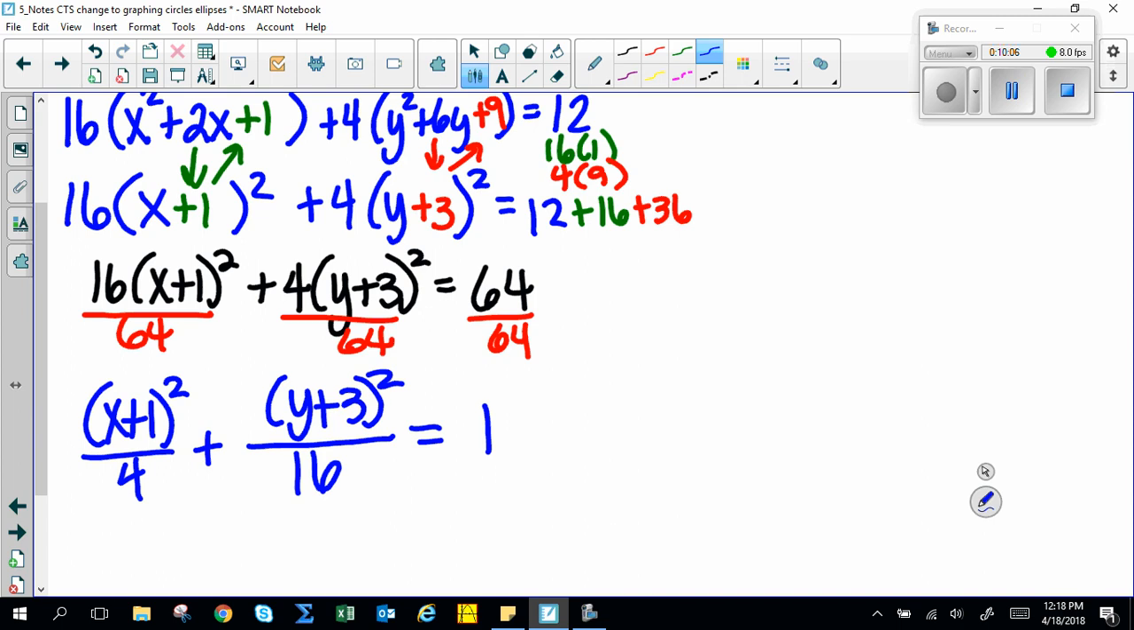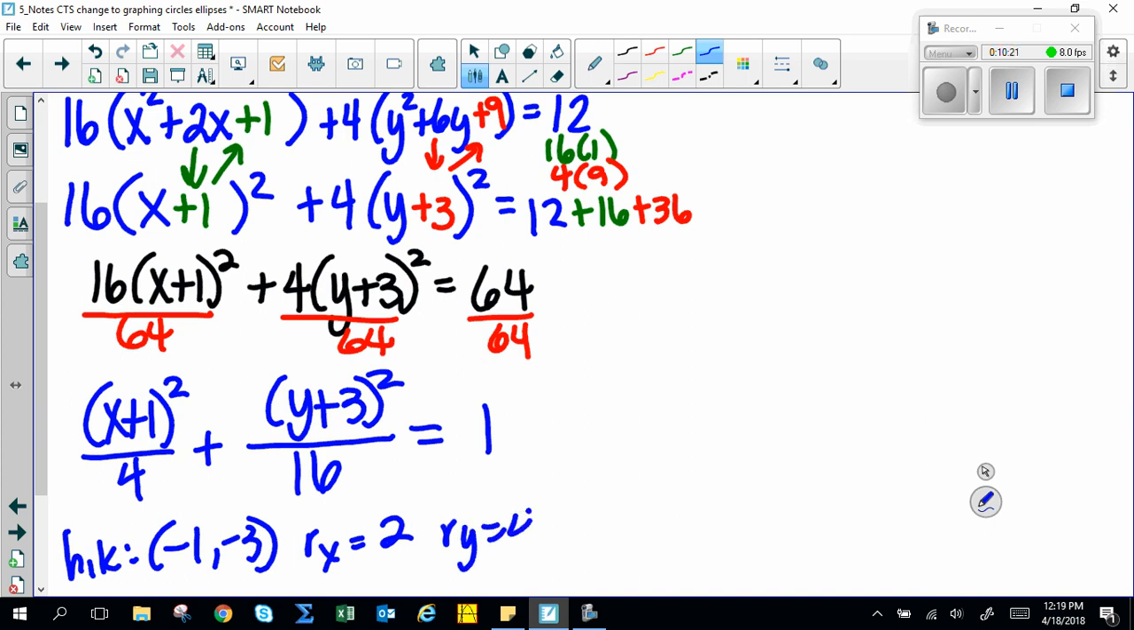Can you tell me what the center of your ellipse is? -1, -3. What's your x radius? 2. What's your y radius? 4. There you go. So you could now graph that ellipse.